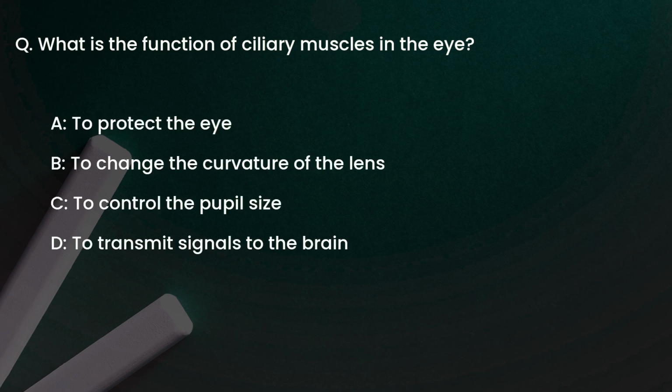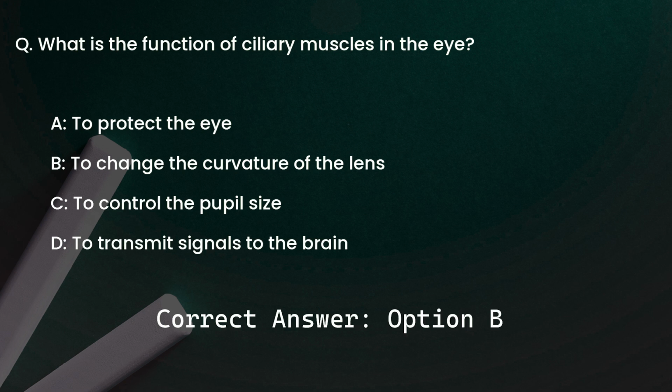Option A, to protect the eye. Option B, to change the curvature of the lens. Option C, to control the pupil size. Option D, to transmit signals to the brain. You have 5 seconds to answer the question.